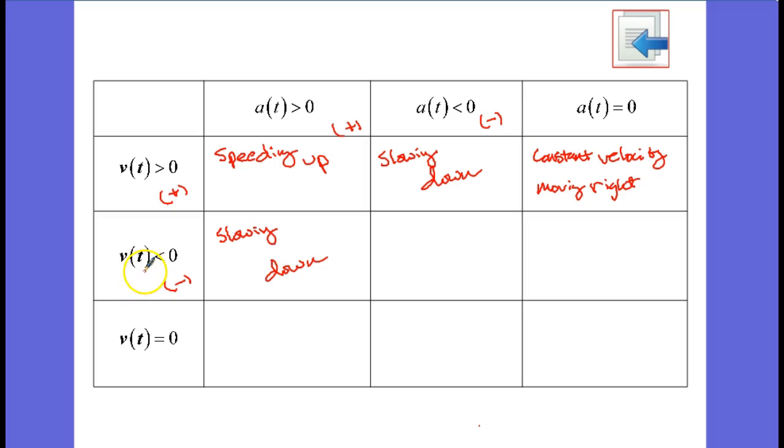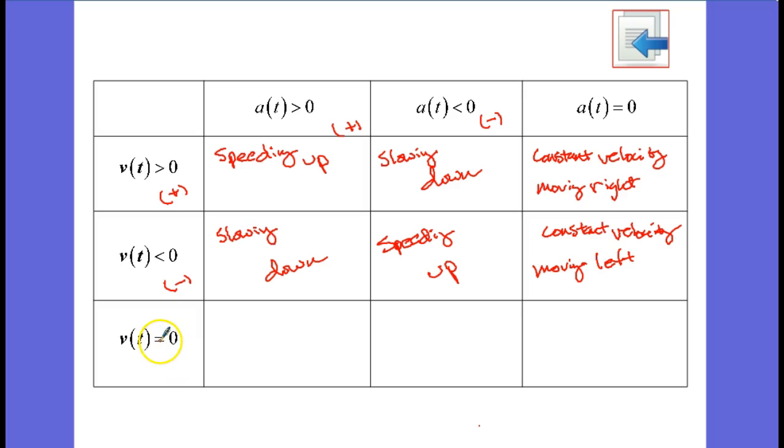Here I have a negative velocity and a negative acceleration, meaning it's getting less negative, less and less negative. That's the same as speeding up, strictly speaking. And a constant velocity, again, is as a result of my 0 acceleration. But in this case, since the velocity is negative, we will be moving left or down.